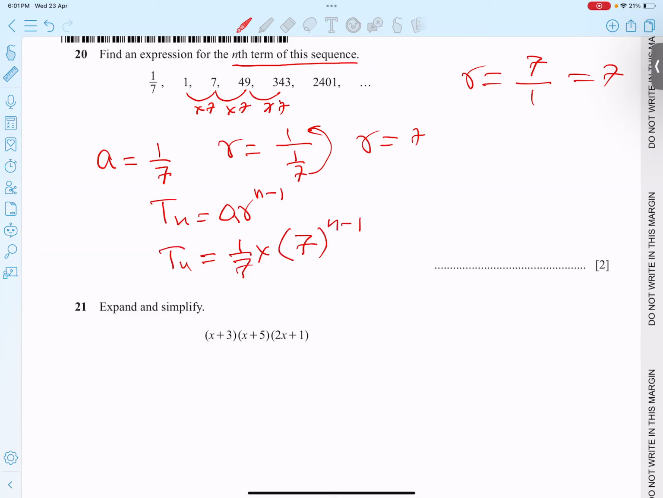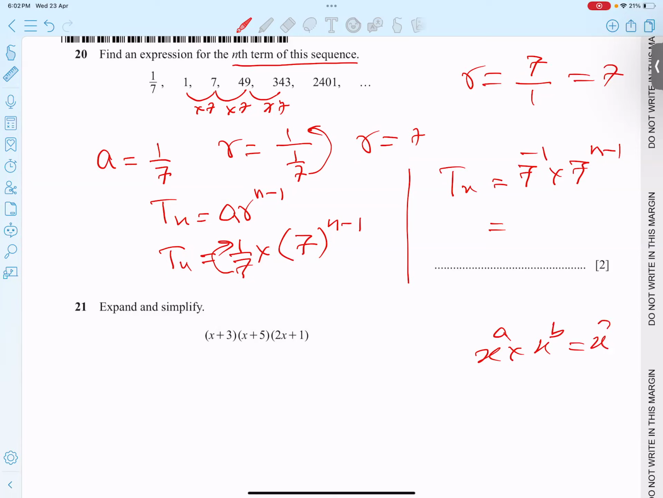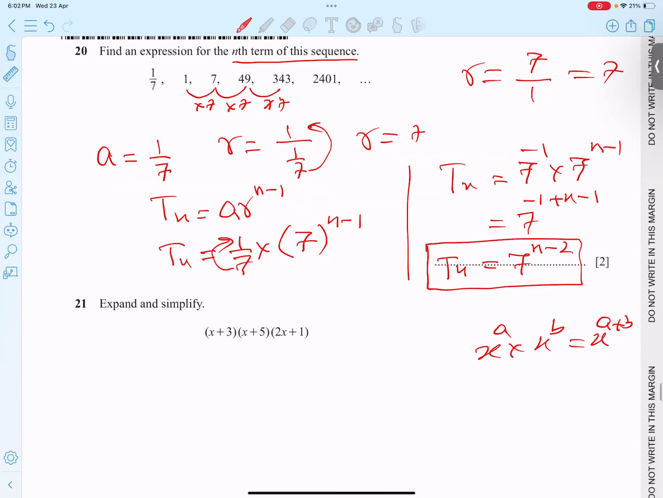If you leave it here, no problem, but it is better to simplify maximum. How to simplify? When you bring this 7 up, it becomes 7 to the power negative 1. And 7 to the power n minus 1 is already there. Do you know, students, if same bases multiply, the powers always add. So this is 7 to the power negative 1 plus n minus 1. Finally, I can say 7 to the power n minus 2 is my final answer. So this is over.